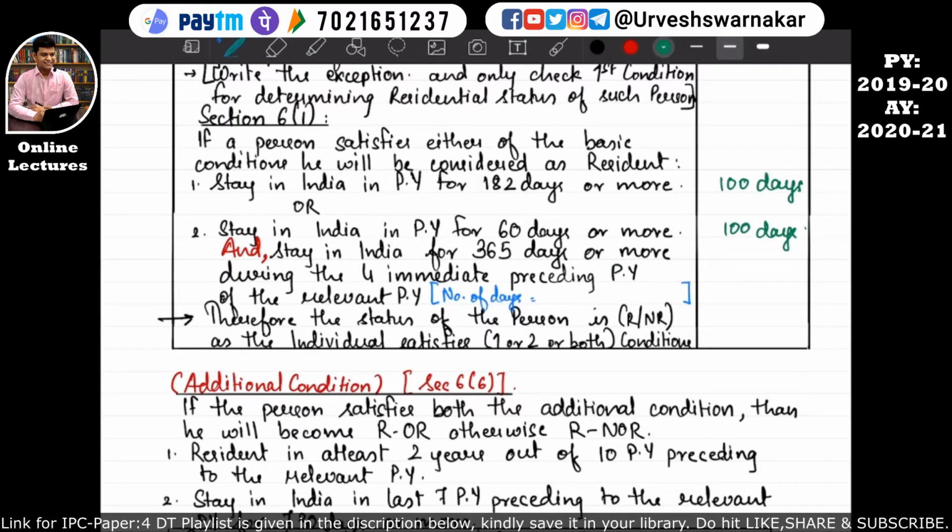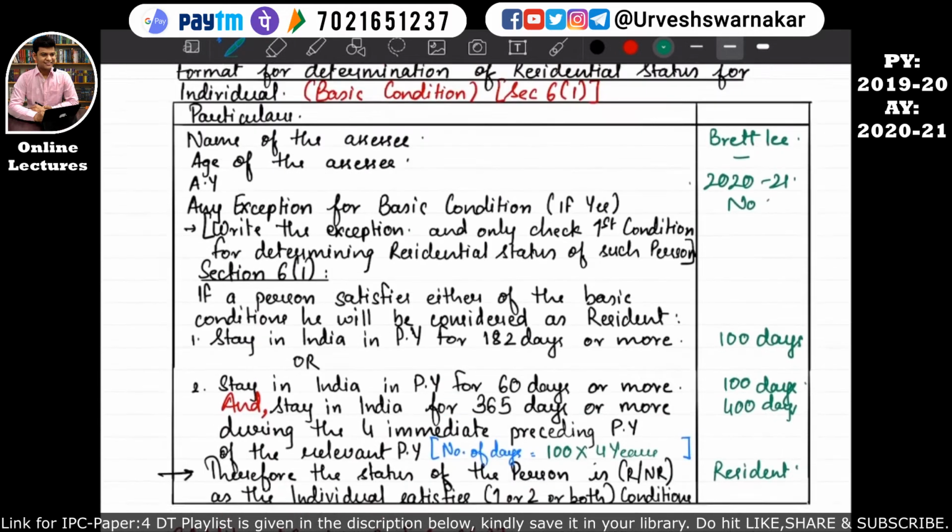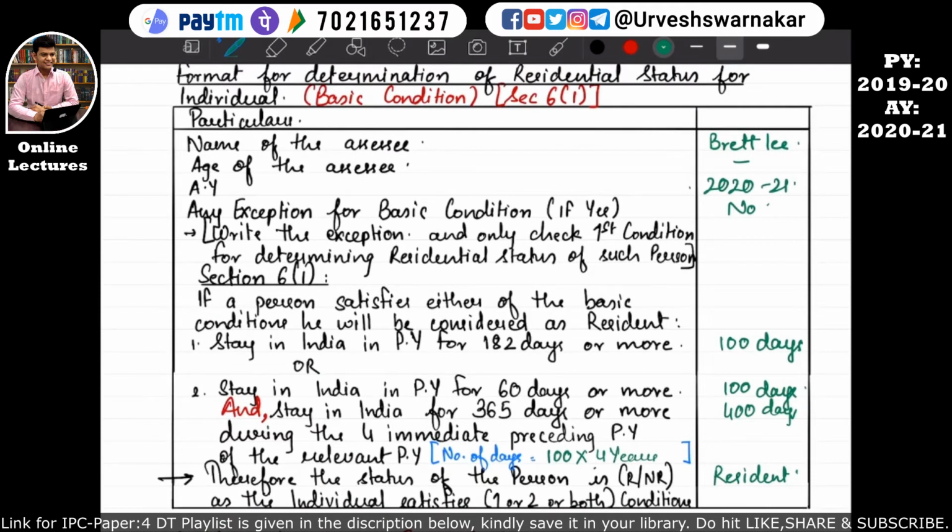So here we'll write 100 into 4 years, which comes to around 400 days. That means Mr. Bradley is a resident in India. I hope this is quite clear. So we arrive at our conclusion that Mr. Bradley, who is an Australian cricket player, is basically a resident in India.